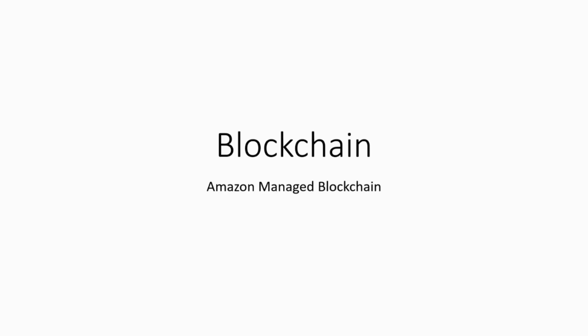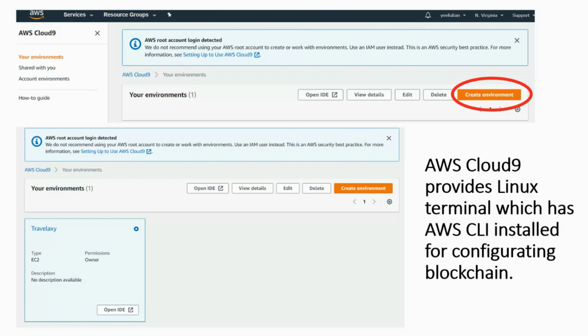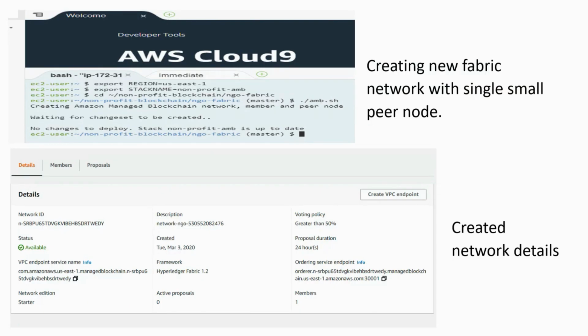My name is Danny Fu, and now I will be presenting the blockchain service. The blockchain service is used to track the reward point movement for data analysis and user loyalty and purchasing behavior. Demonstration will be done through the manual report. Firstly, we have to create a new environment in AWS Cloud9 for configuring blockchain. Then the network will be created with a small peer node.